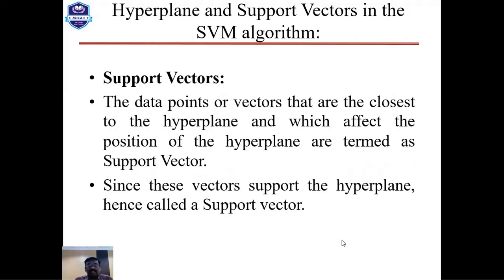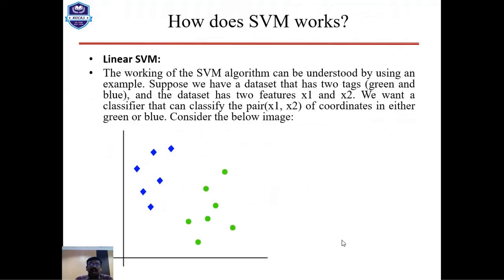Support vectors. The data points or vectors that are closest to the hyperplane and which affect the position of the hyperplane are termed as support vectors. Since these vectors support the hyperplane, hence they are called support vectors. Then how does SVM work?